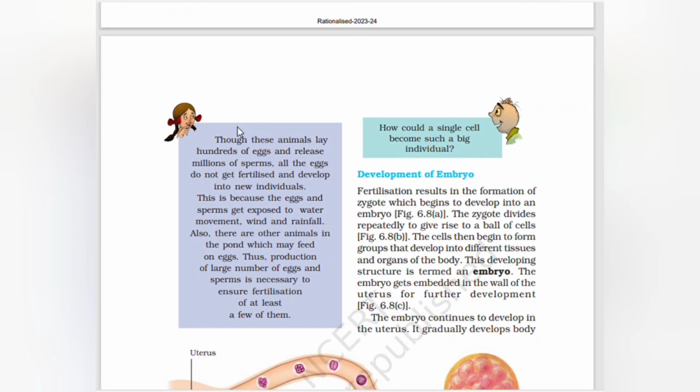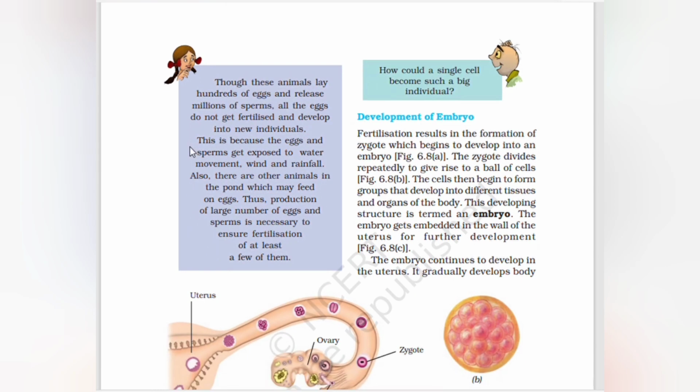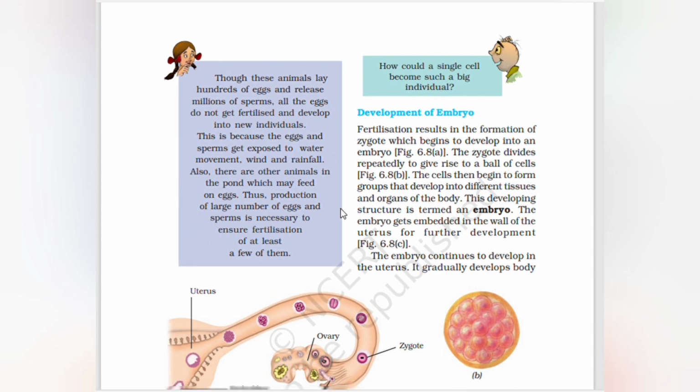Though these animals lay hundreds of eggs and release millions of sperms, all the eggs do not get fertilized and develop into new individuals. This is because the eggs and sperms get exposed to water movement, wind, and rainfall. Also, there are other animals in the pond which may feed on eggs. Thus, production of a large number of eggs and sperms is necessary to ensure fertilization of at least a few of them.